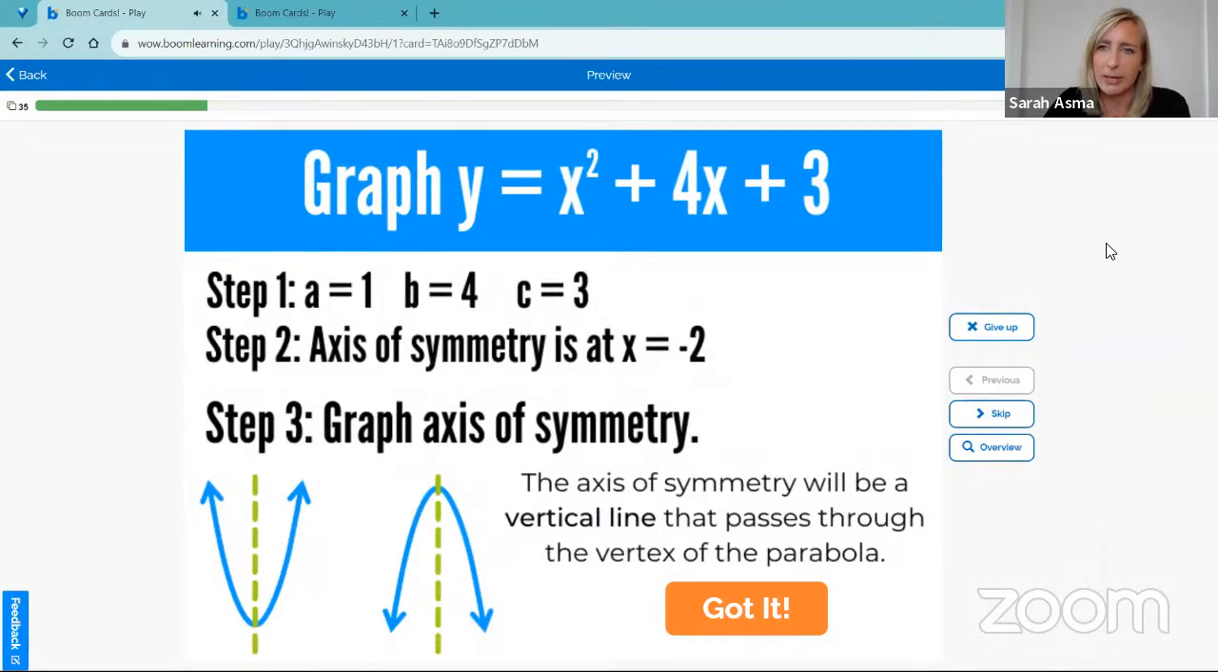And a lot of times in a lot of my Boom decks, I like to include these little lesson cards. So I like that Boom is not just all questions. I can add in notes or reminders or helpful hints, so I try to put those in where I can. So here's a reminder that the axis of symmetry is that vertical line that's going to go right down the center of your parabola.